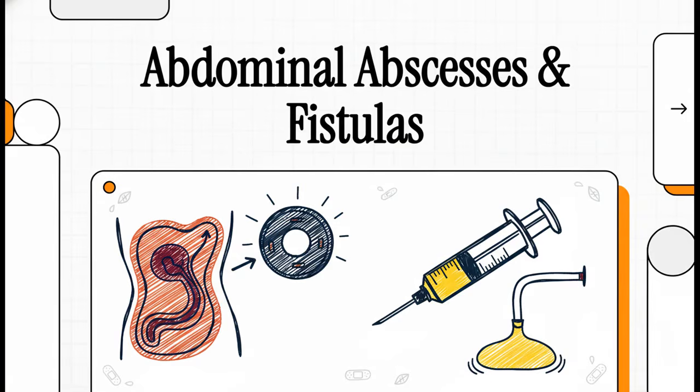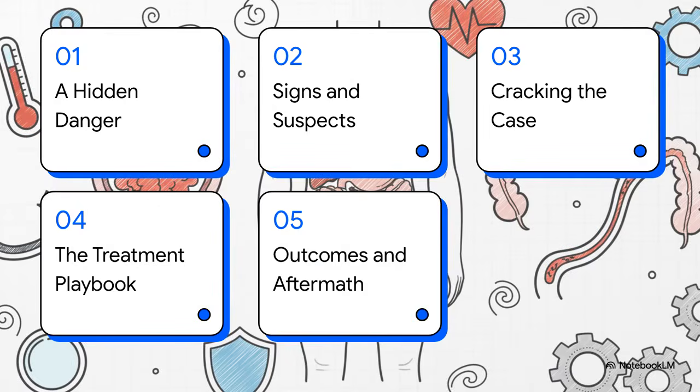All right, today we're jumping into a real clinical detective story: how medical teams track down and treat two pretty serious and often hidden conditions, abdominal abscesses and fistulas. So here's our game plan. We're going to follow the exact path a clinical team would. We'll start by understanding the danger, then we'll look for the signs and suspects, figure out how to crack the case, go through the treatment playbook, and finally, look at the outcomes.